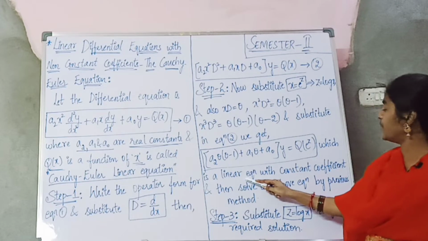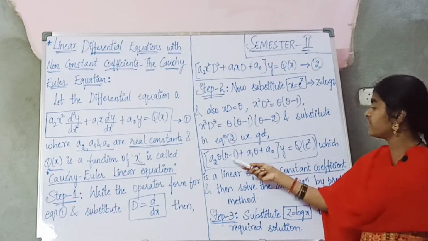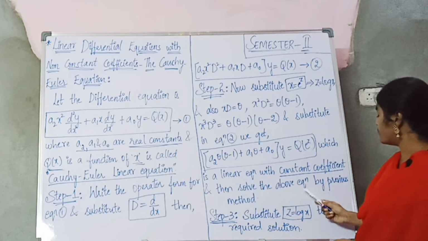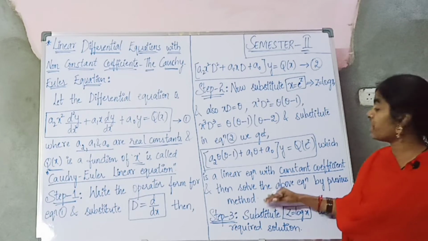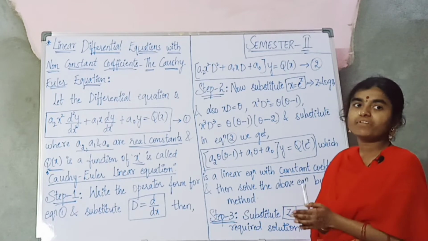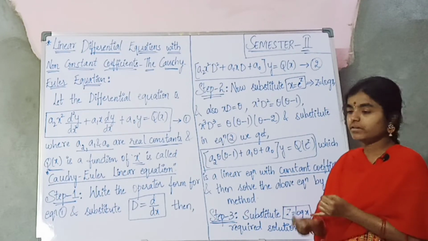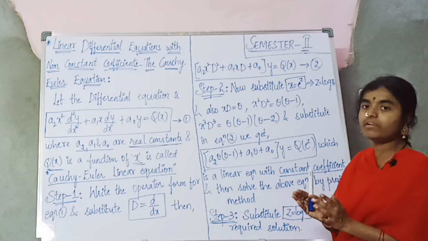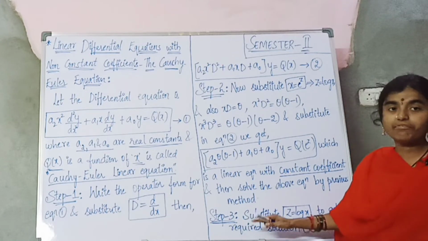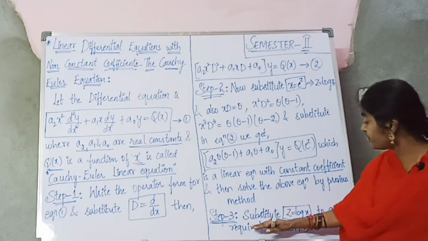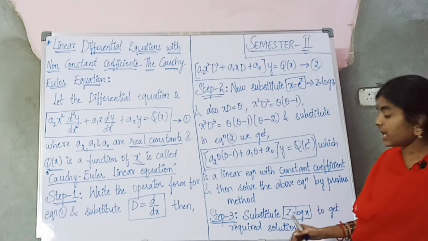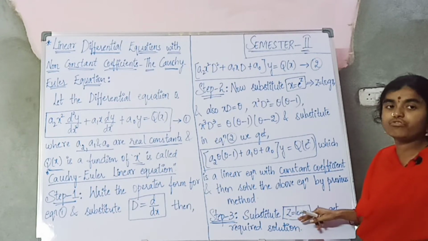So this is a linear equation with constant coefficients. Then we solve the above equation by the previous method, that is by finding the auxiliary equation, particular integral, and also the general solution. Next, coming to step 3, after finding the general solution, we again substitute z equals log x to get the required solution.